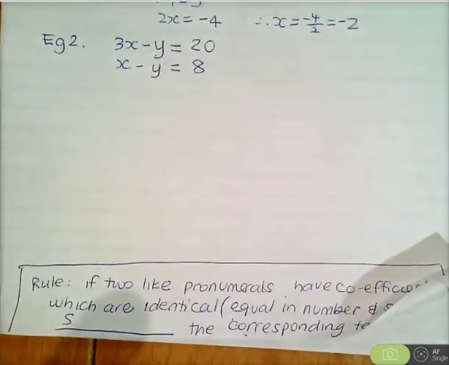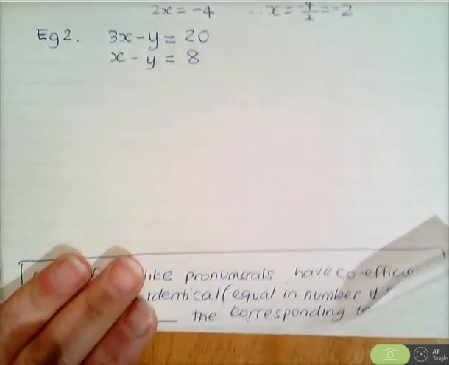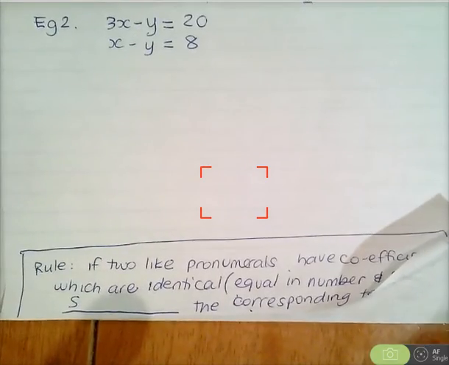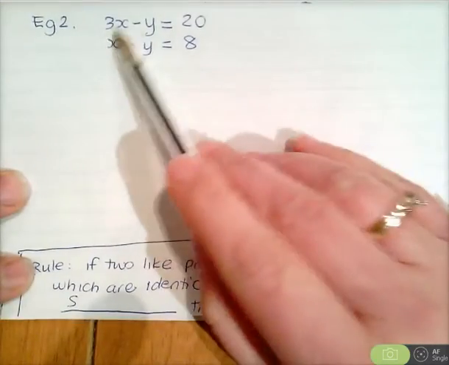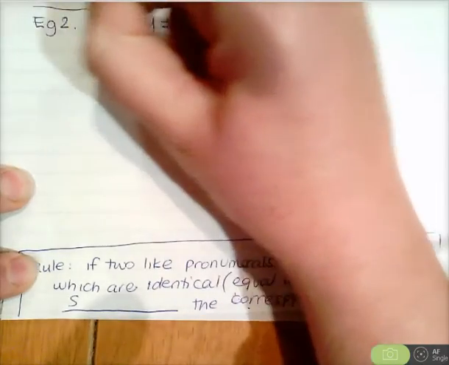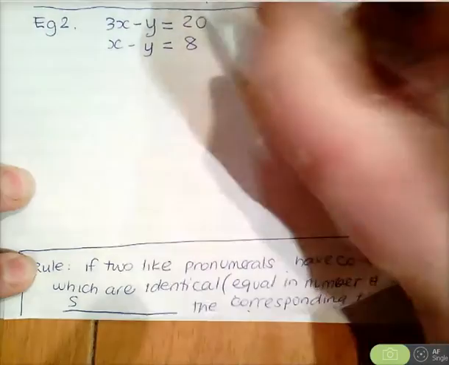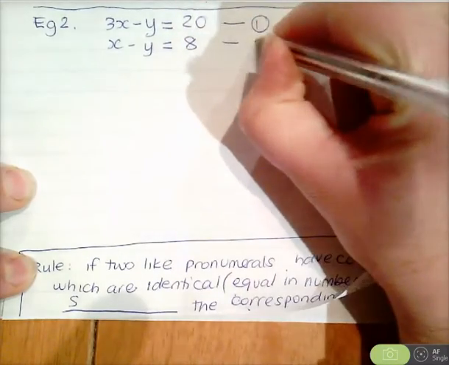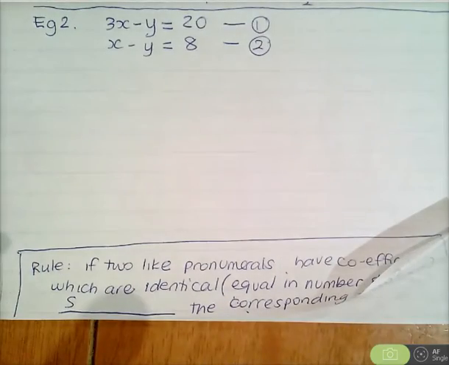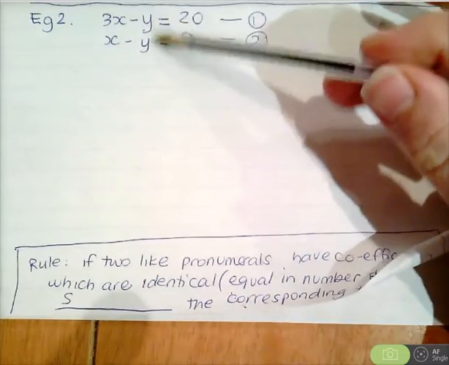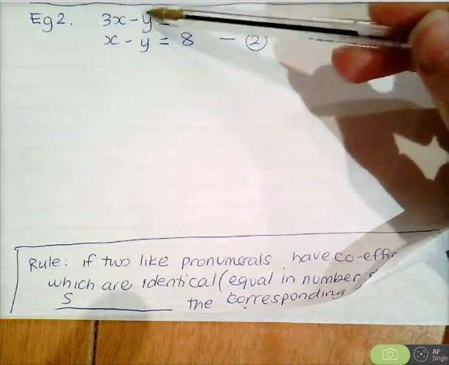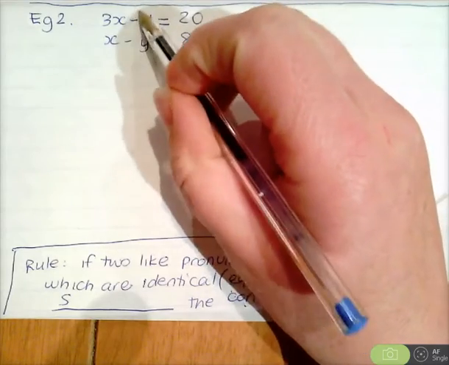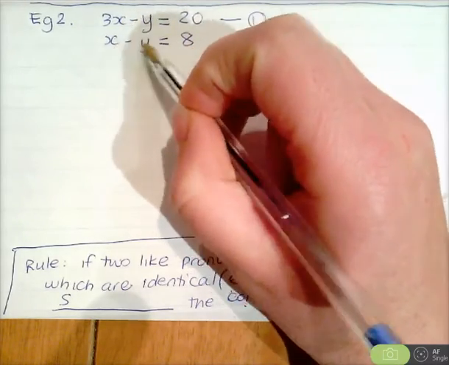Example 2. Now, here is my second example, and it is the following. I've got 3x minus y equals 20, so I want to solve these two equations simultaneously. So here's my first one. 3x minus y is 20, that's equation 1. And x minus y equals 8, that's equation 2. Now I can clearly see that my y values have the same coefficient, and the coefficient of the y's are negative 1. Because when you just see y, it means 1y. So I've got minus 1y and minus 1y.